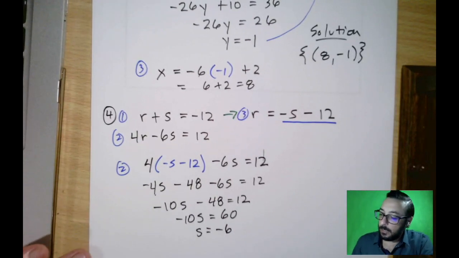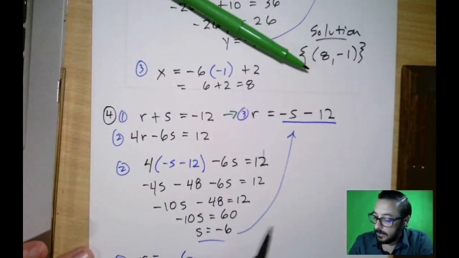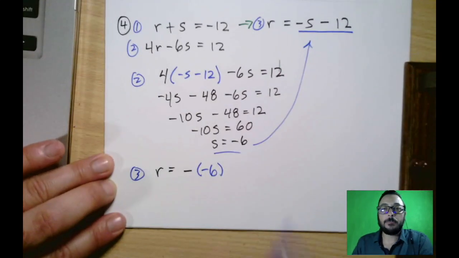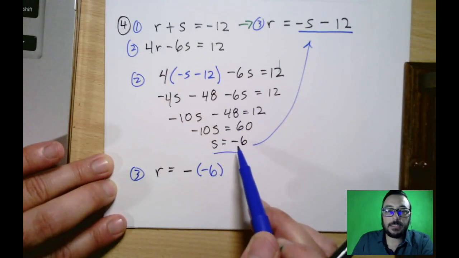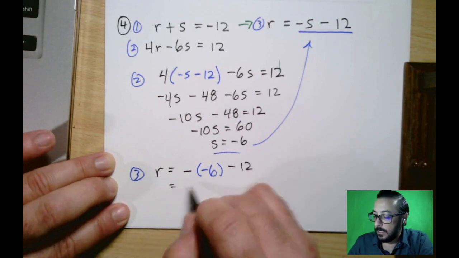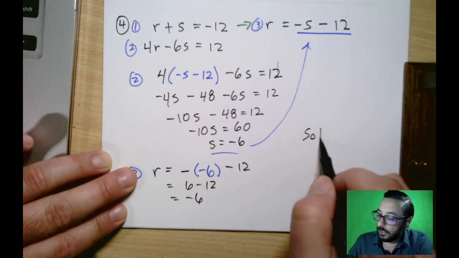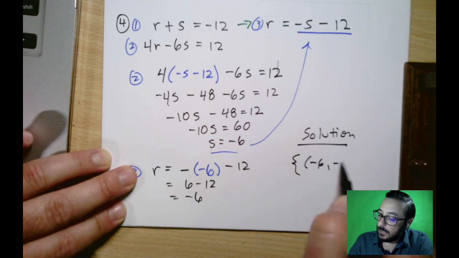And then I'm going to plug that right into this equation up here. So we'll do r equals negative. Now be careful here, this is a negative 6. Those are two different negatives, right? The negative in the equation up here is not the same negative as the negative 6. Okay, so that's why we have negative negative 6 minus 12. Well, that's positive 6 minus 12, which equals negative 6. And so the solution is negative 6, negative 6.